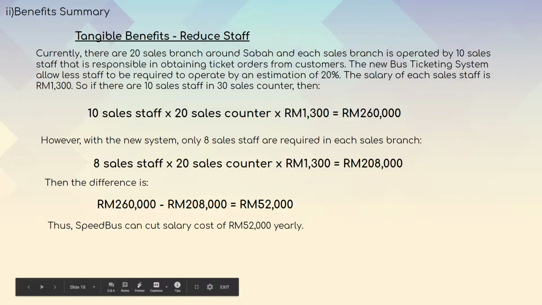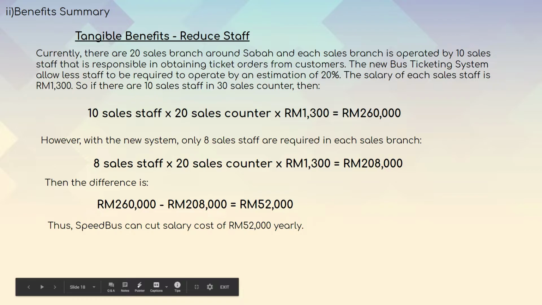So the last is error cost reduction. Originally there are 50,000 entries every year, and there is a 30% error rate. So this equals 15,000 errors. For each error, we assume the rectification cost is 5 ringgit, so it equals 75,000 ringgit.